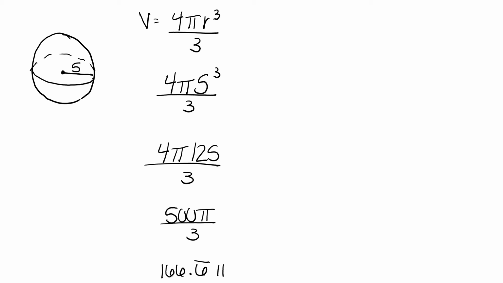166.6 repeating. And then we multiply by pi. Remember, don't round your answer yet. Keep the repeating decimal in your calculator, 166.6 repeating, and we're going to multiply by the pi button on our calculator because the directions do not tell us to use 3.14 or 22/7. We get an answer of 523.59877, on and on and on.